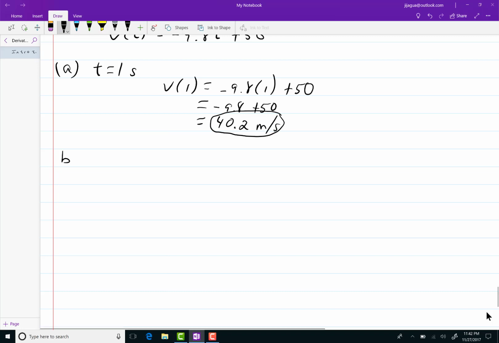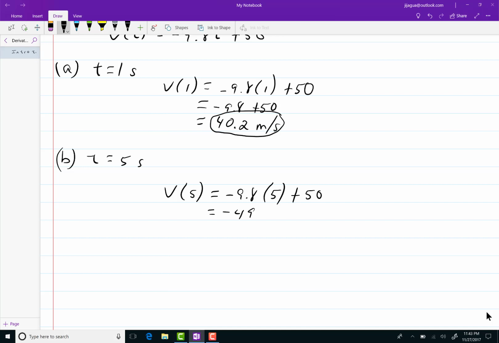Part B was 5 seconds. t equals 5 seconds. So I'll do v of 5 equals negative 9.8 times 5 plus 50. And that equals negative 49 plus 50, which equals 1 meter per second. So it's still climbing even at 5 seconds.